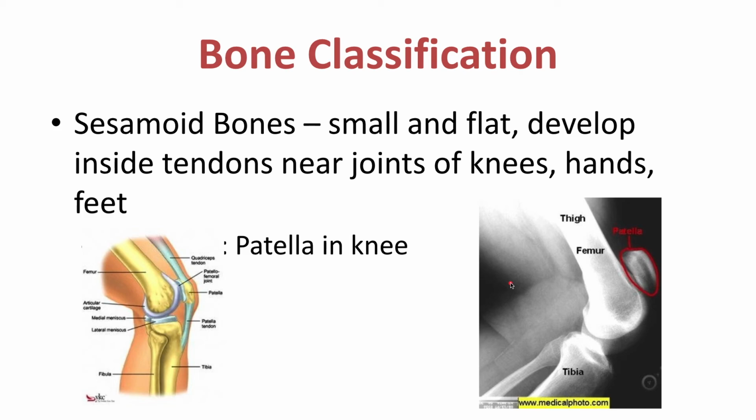And then the last classification of bone, and this is a very niche category, are sesamoid bones, and these are very small. They're also very flat, and their key component is that they develop inside tendons or near the joints of the knees and the hands and the feet.